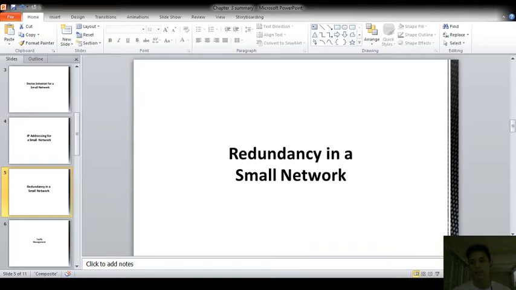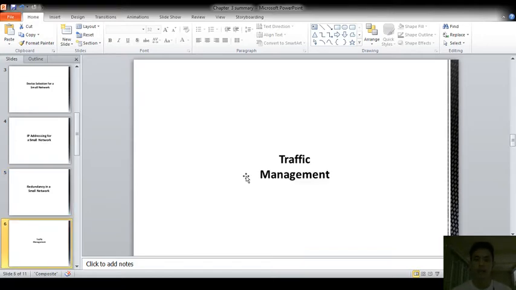And next is traffic management. Traffic types and patterns should be considered when designing a network. A good network design categorizes traffic according to priority.